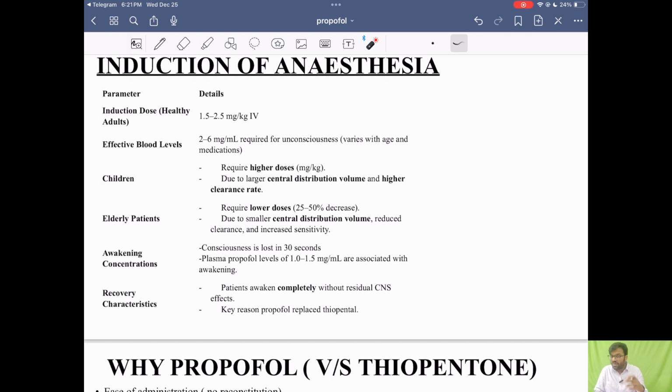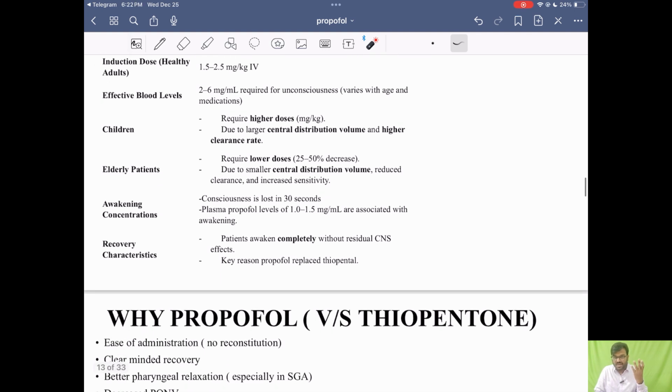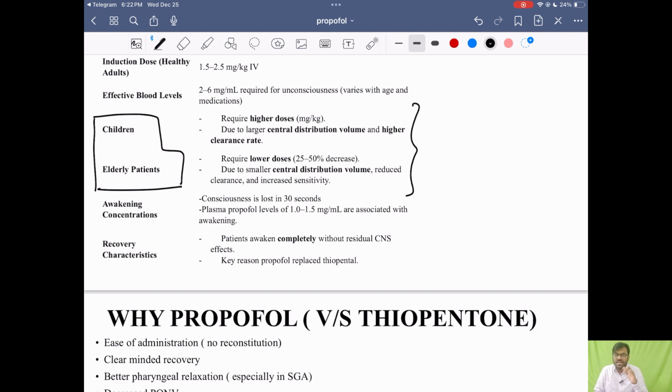Okay, and if the patient is very elderly, like pediatric, they also have an exception to propofol. They require quite lower doses, approx 25 to 50% reduction in the dose. And why do they need the lower dose? Because they have a smaller central distribution volume, and they have a reduced clearance, and they are very sensitive to the propofol. The sensitivity is increased. So if you can see this, children and elderly patients have quite opposite mechanisms by which they need more dose of propofol or lower dose of propofol.